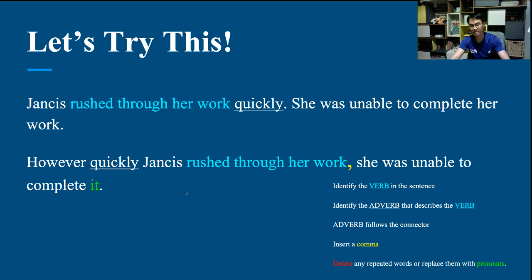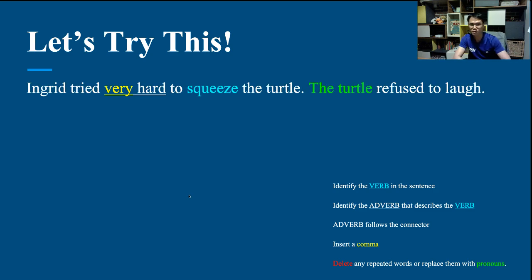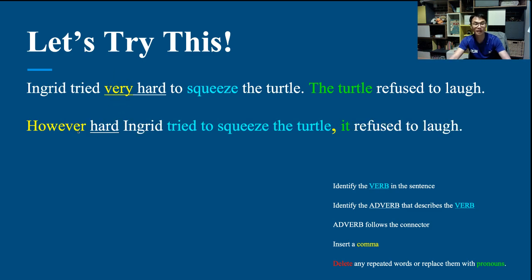Let's try another example because there are quite a few things happening here. Ingrid tried very hard to squeeze the turtle. The turtle refused to laugh. So squeeze is the verb. Very hard is the adverb. So the word very will be replaced by the word however, because however has to do with no matter how. So this word very, extremely, is taken over by however.